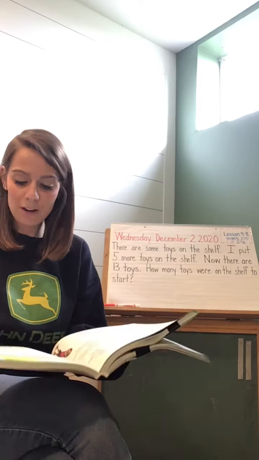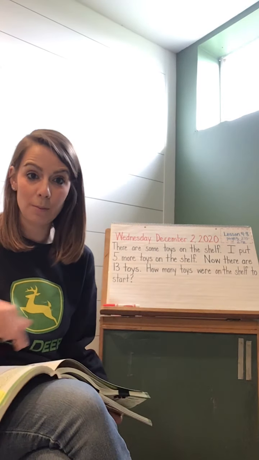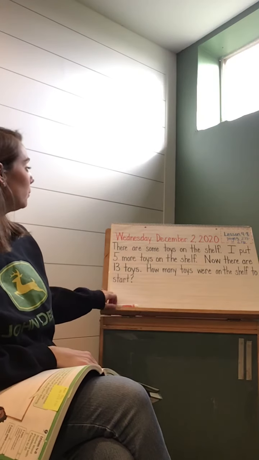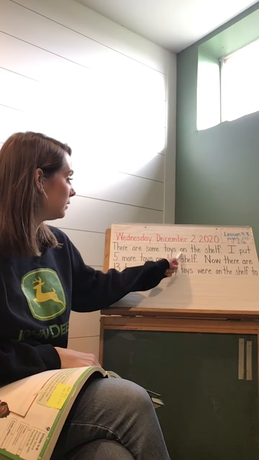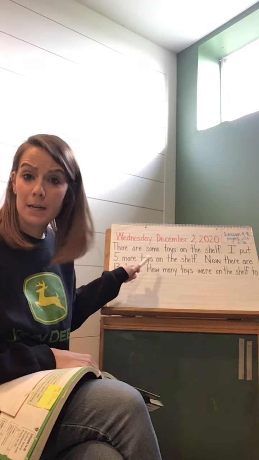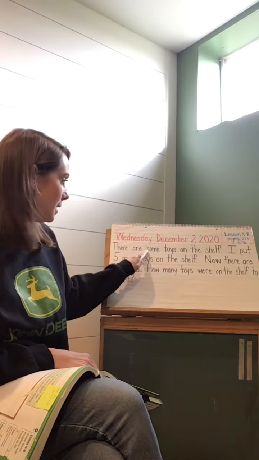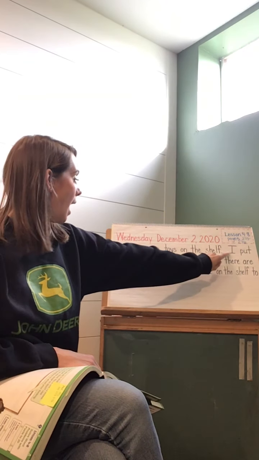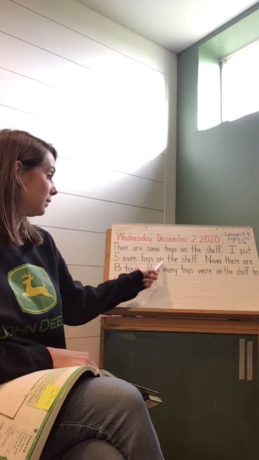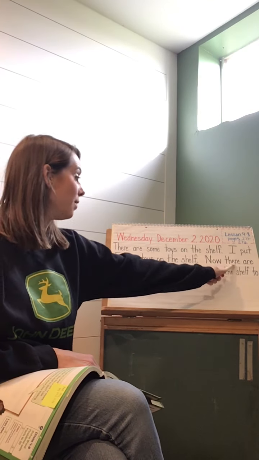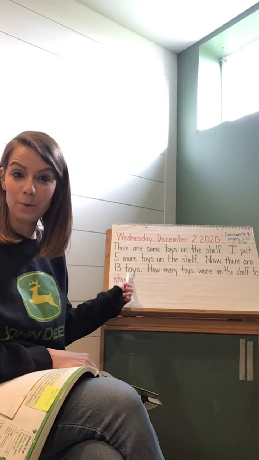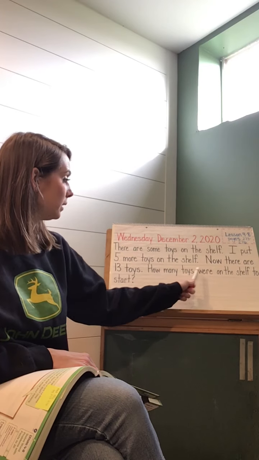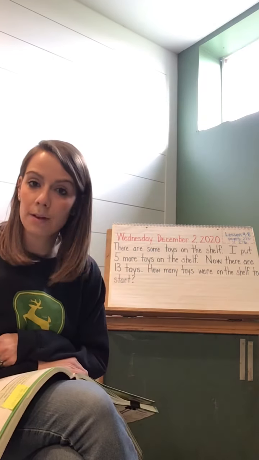Okay, so go ahead and open up to this page, but before we dig into what's in our book, I have a problem up here, and I wonder if you can help me figure this out. So it says, there are some toys on the shelf. Does it tell me how many toys? No, it just says some. So let's keep that in mind. There are some toys on the shelf. I put 5 more toys on the shelf. Now there are 13. So I know now there's 13. 13 is my total, right? My whole.